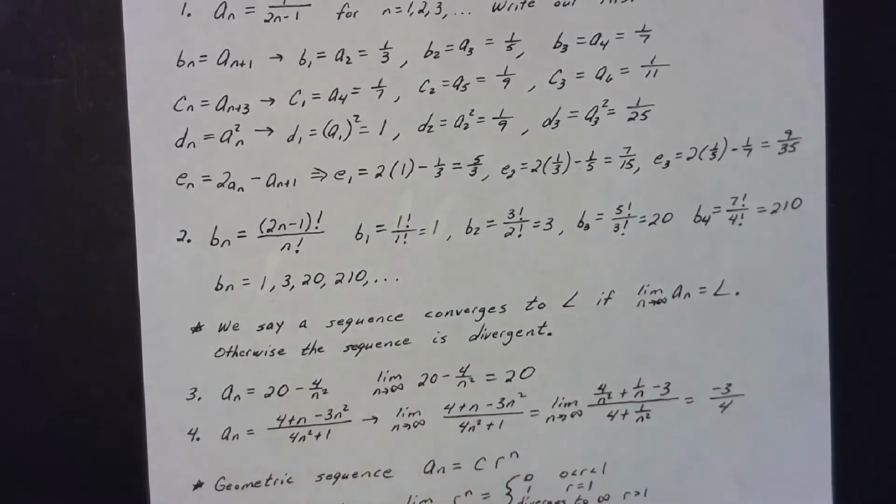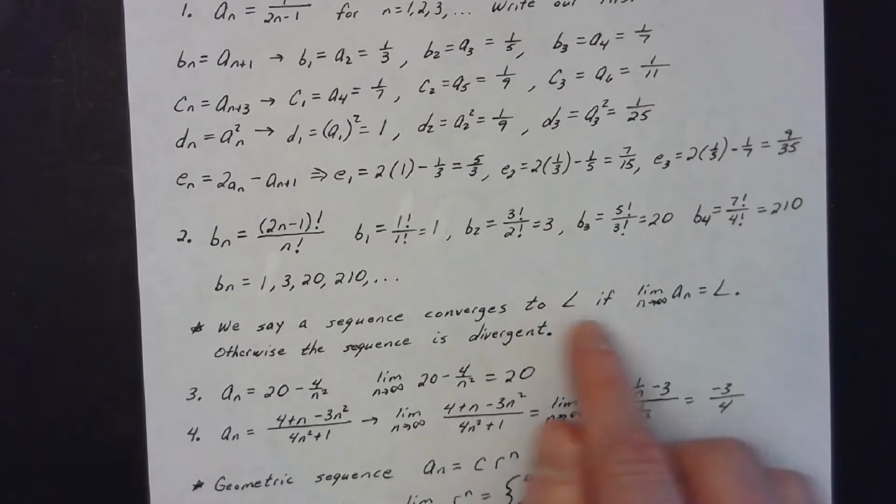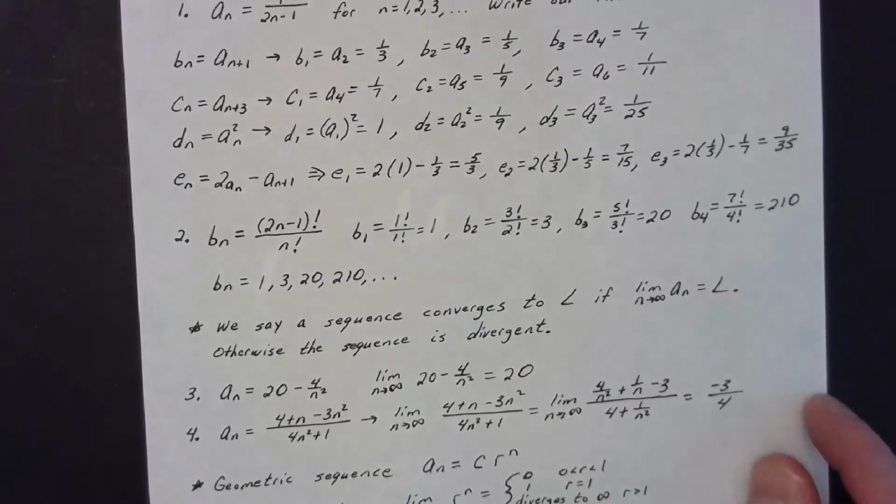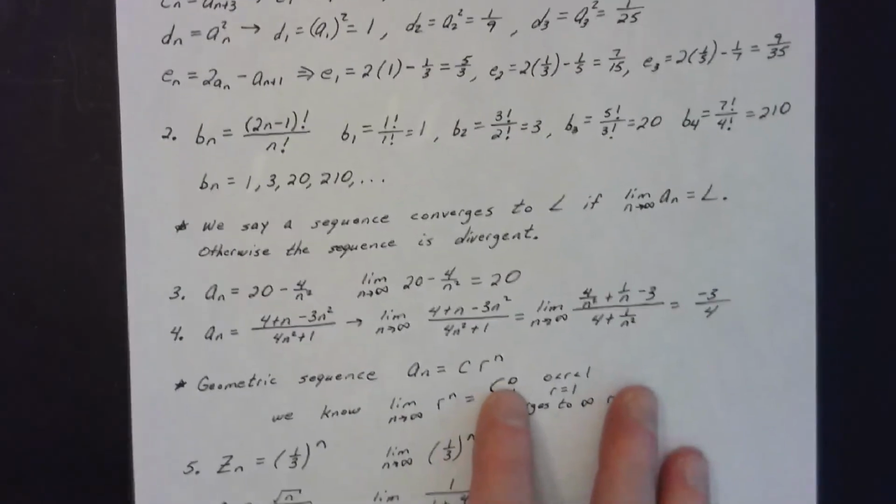So if you can tell what's happening to a sequence as it's getting extremely, extremely large, as it's going to go off to the infinite term, if the infinite term is approaching one number, it converges to that number. If it doesn't, it diverges. Now, it could diverge because it goes to infinity, or it could just diverge because you don't know what it goes to. Now, let's look at some of those.